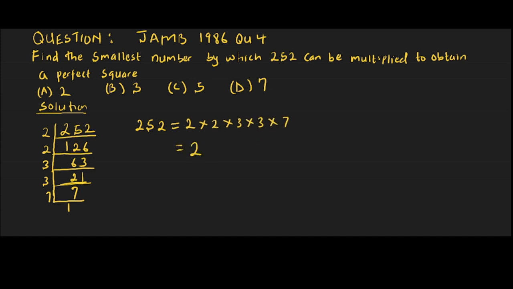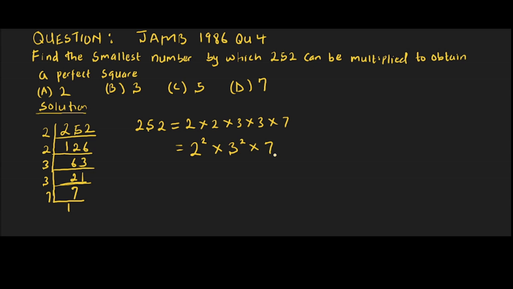Here we have 2 raised to power 2 times 3 raised to power 2 times 7 raised to power 1. Here you see that all other factors appear even times. 2 appears even times, 3 appears even times, 7 does not appear even times. For it to be a perfect square, each of these factors must appear even times. So 2 is even, 3 is even, 7 is 1.